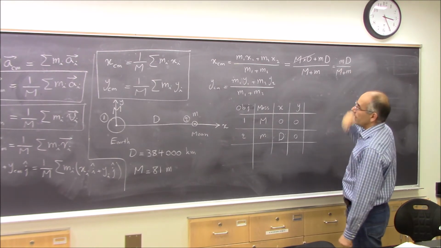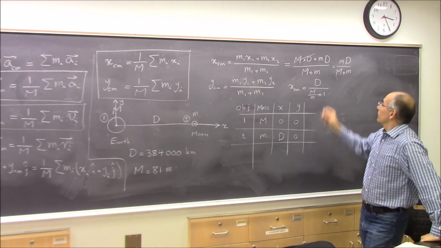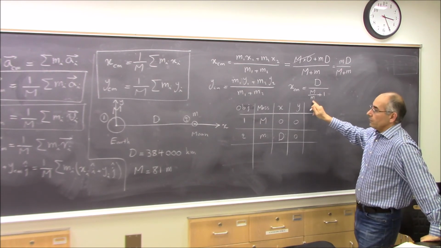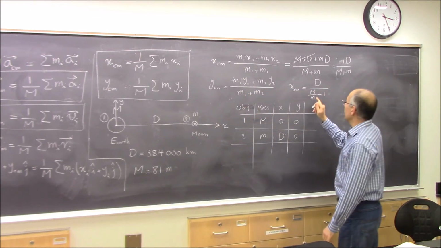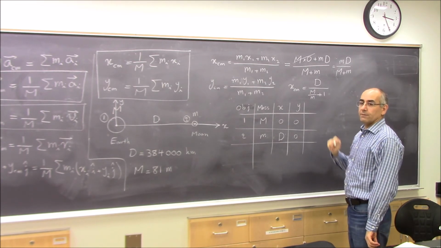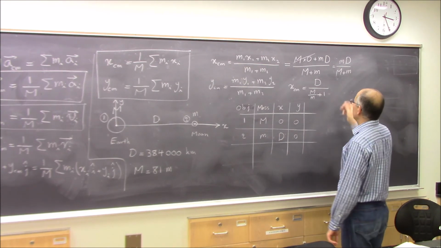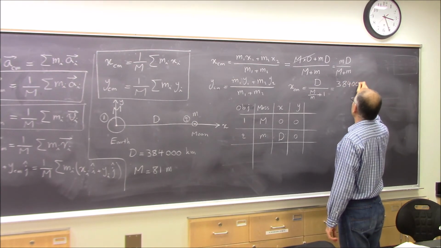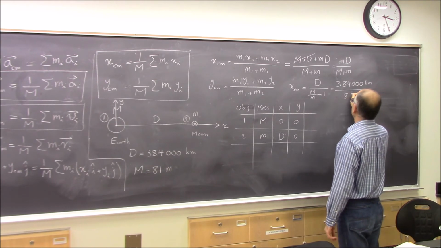And then if we divide both numerator and denominator by m, and you know the ratio of the two masses, M over m is 81, this will be 81 plus 1, which is 82. So d divided by 82. And d is 384,000 kilometers divided by 82. How much is that?